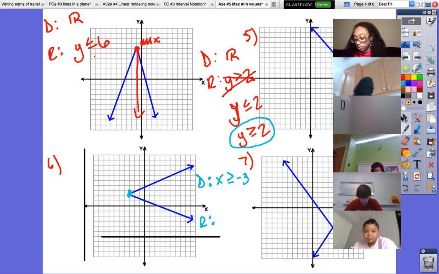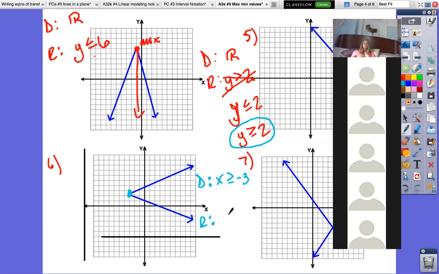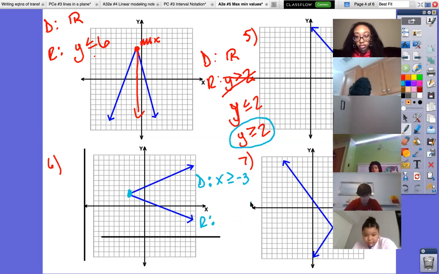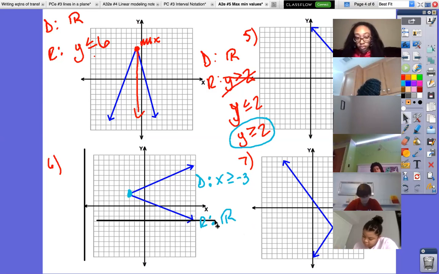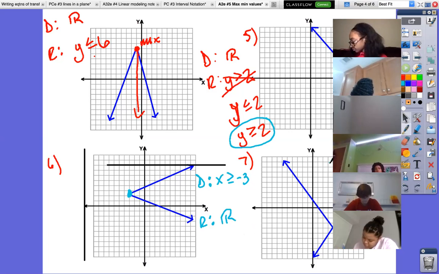Can I get a different volunteer to do my range? I can do it. Yeah, please, thank you. I think it's all real numbers. Why do you think it's all real numbers? Because when you move along, it touches the arrow, and then when you keep going, it just continues on. 100%, that's exactly right. Good explanation. Now I'm going to shorten your time here because I want to get to the worksheet. Now try number 7 on your own.